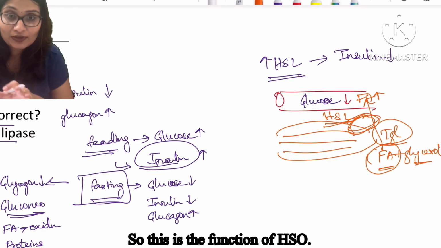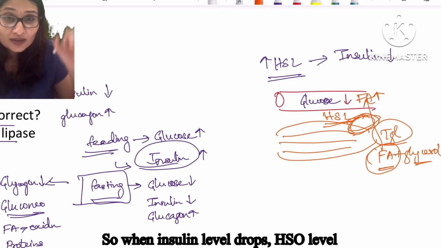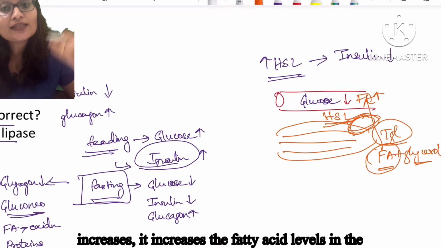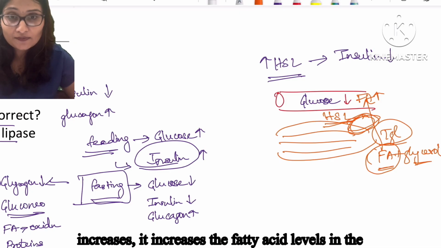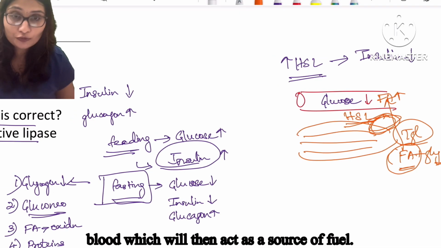So this is the function of HSL. When insulin level drops, HSL level increases, it increases the fatty acid levels in the blood, which will then act as a source of fuel.